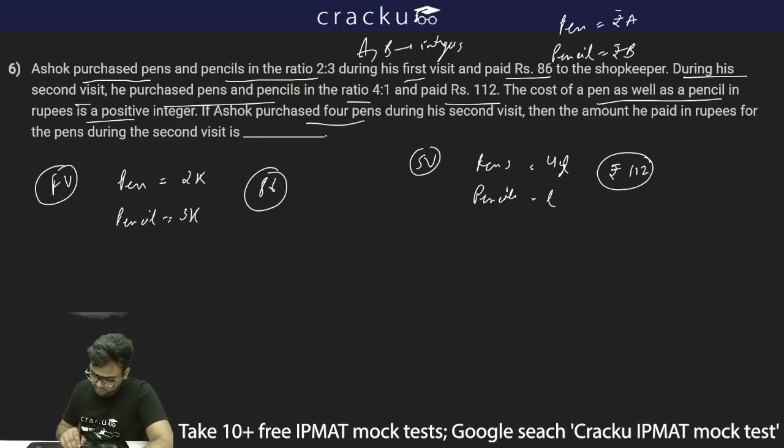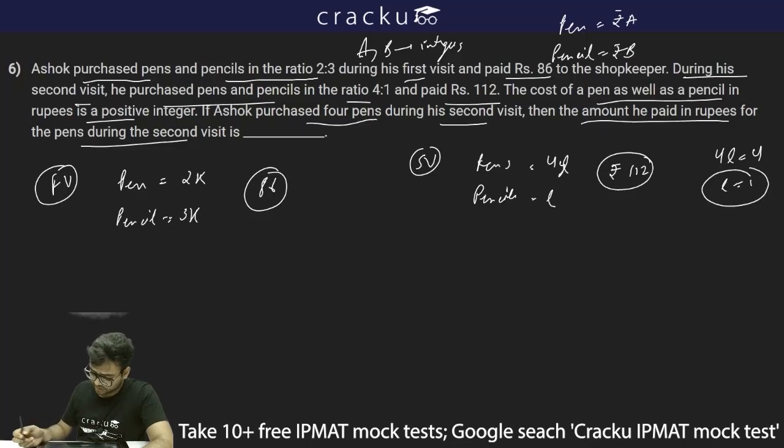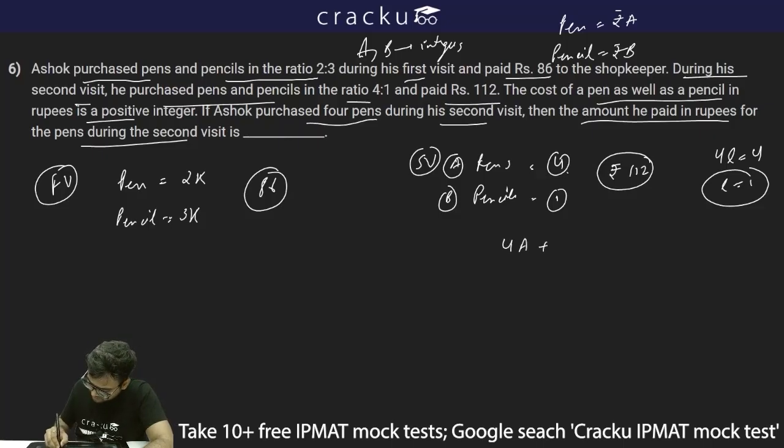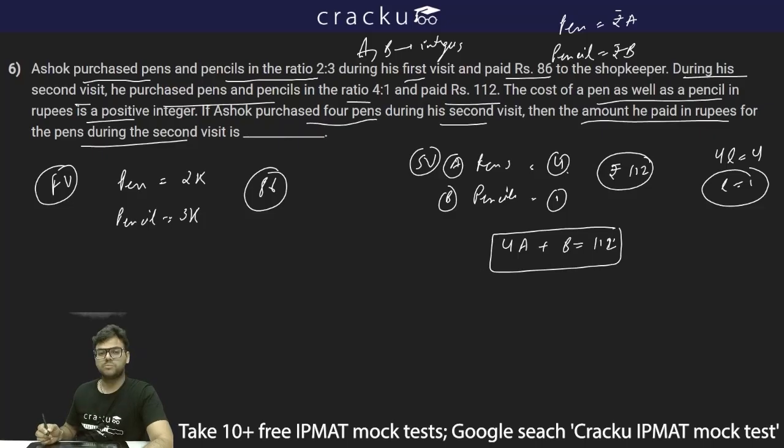If Ashok purchased 4 pens during his second visit, then the amount he paid in rupees for the pens during the second visit is. So if he purchased 4 pens, it means 4L is equal to 4, or I can write L is equal to 1. Therefore, he is purchasing 4 pens and 1 pencil. And the cost of pen is A and cost of pencil is B. So I can write 4A plus B is equal to 112.